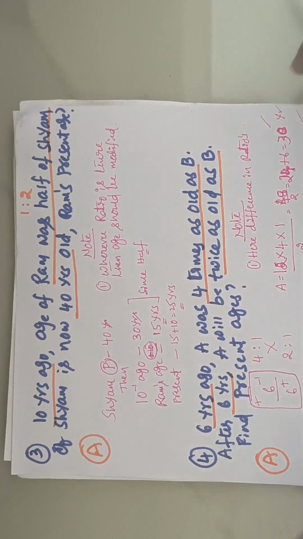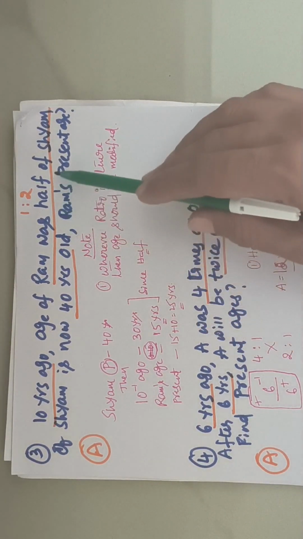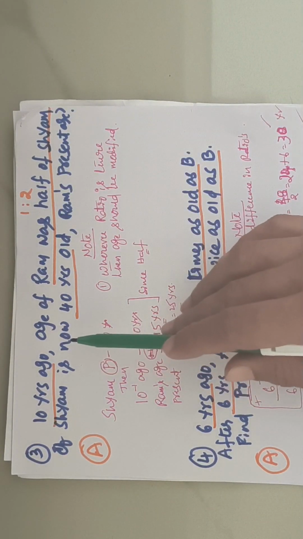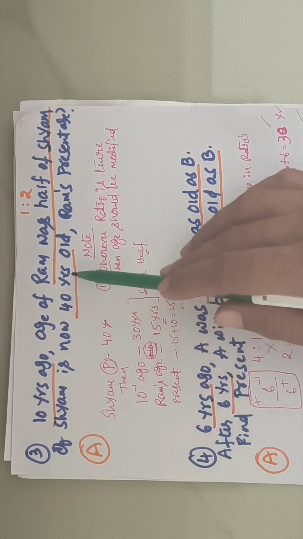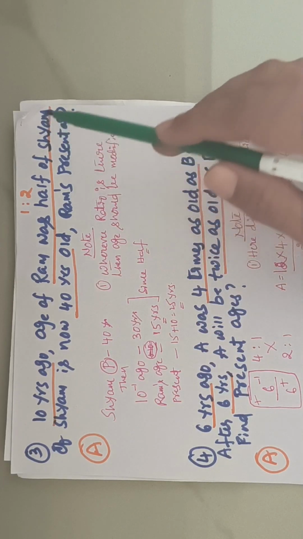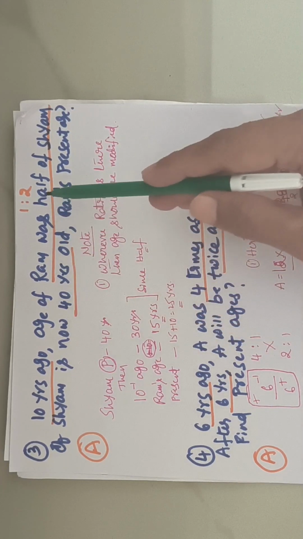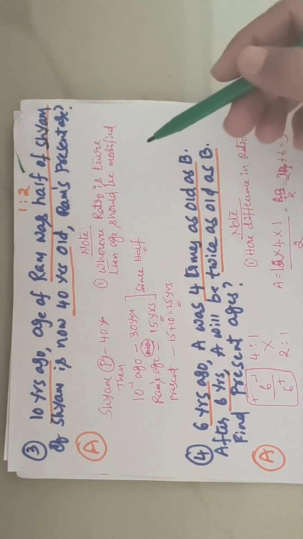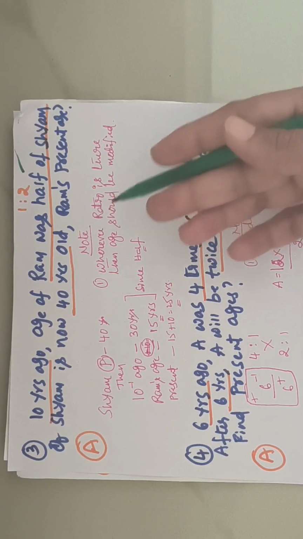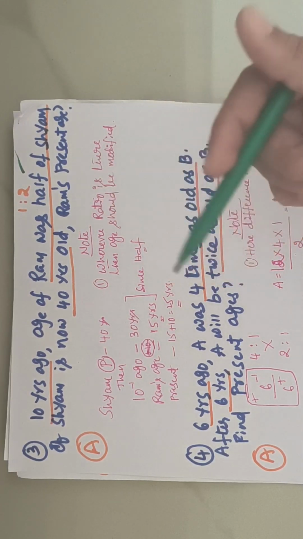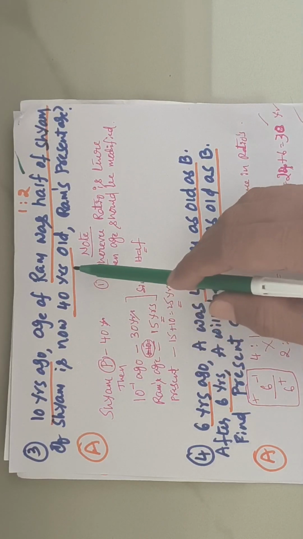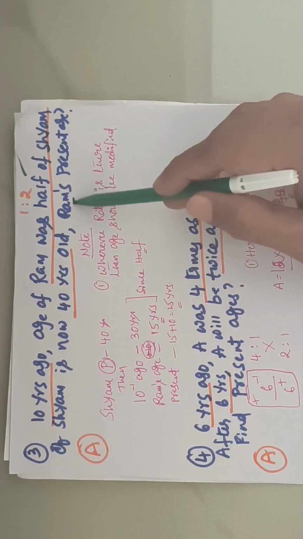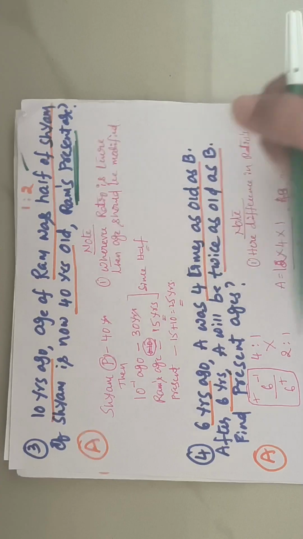So third question. 10 years ago, the age of Ram was half of Shyam's age. If Shyam is now 40 years old, what is Ram's present age? So 10 years ago the ratio is 1:2. That is, Ram was half of Shyam, which means 1:2.